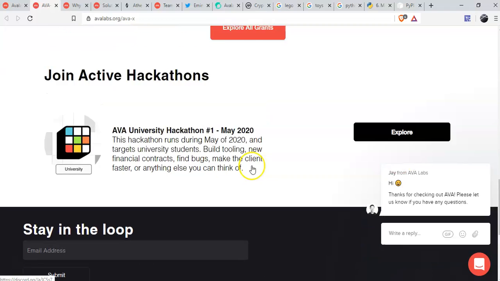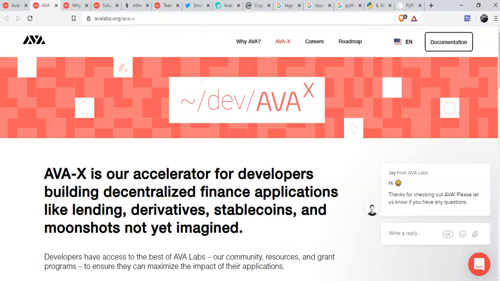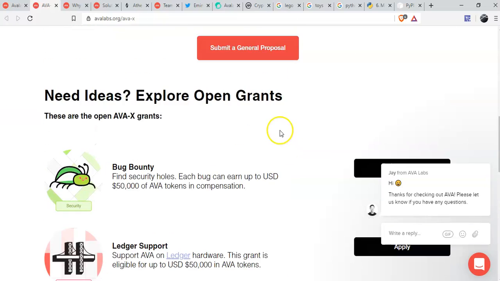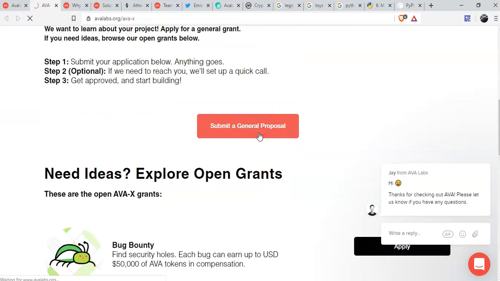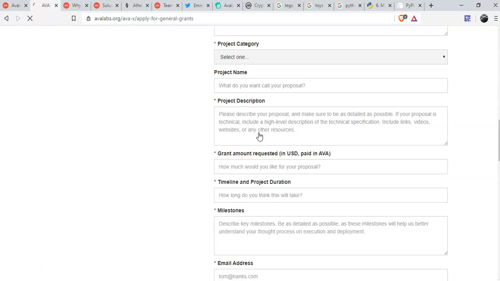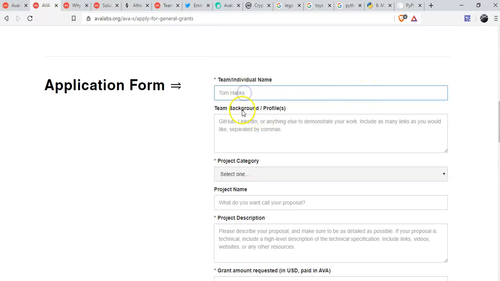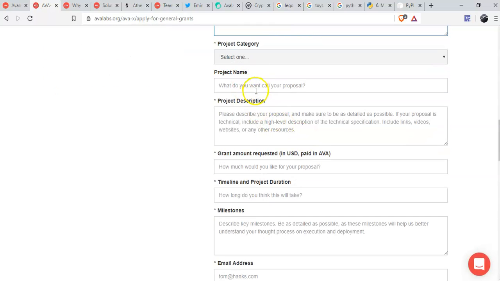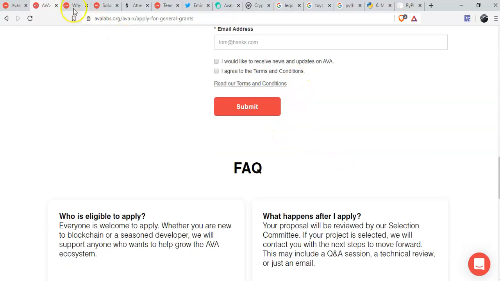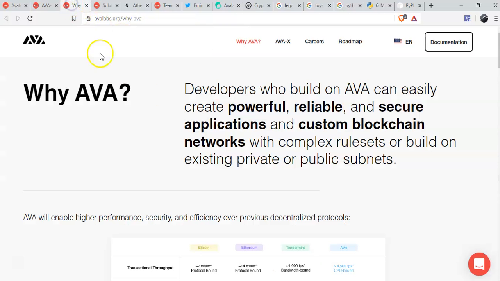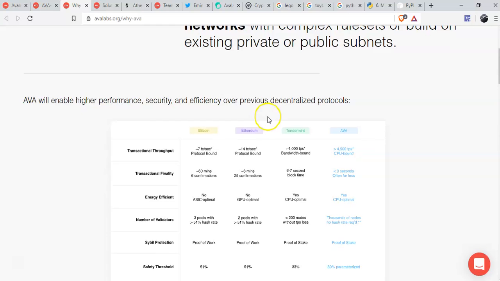There are other hackathons and other things actually going on. You could submit a proposal, a general proposal. What is your name, team background, project name, and so on. Submit it, right? And these are some of the reasons.